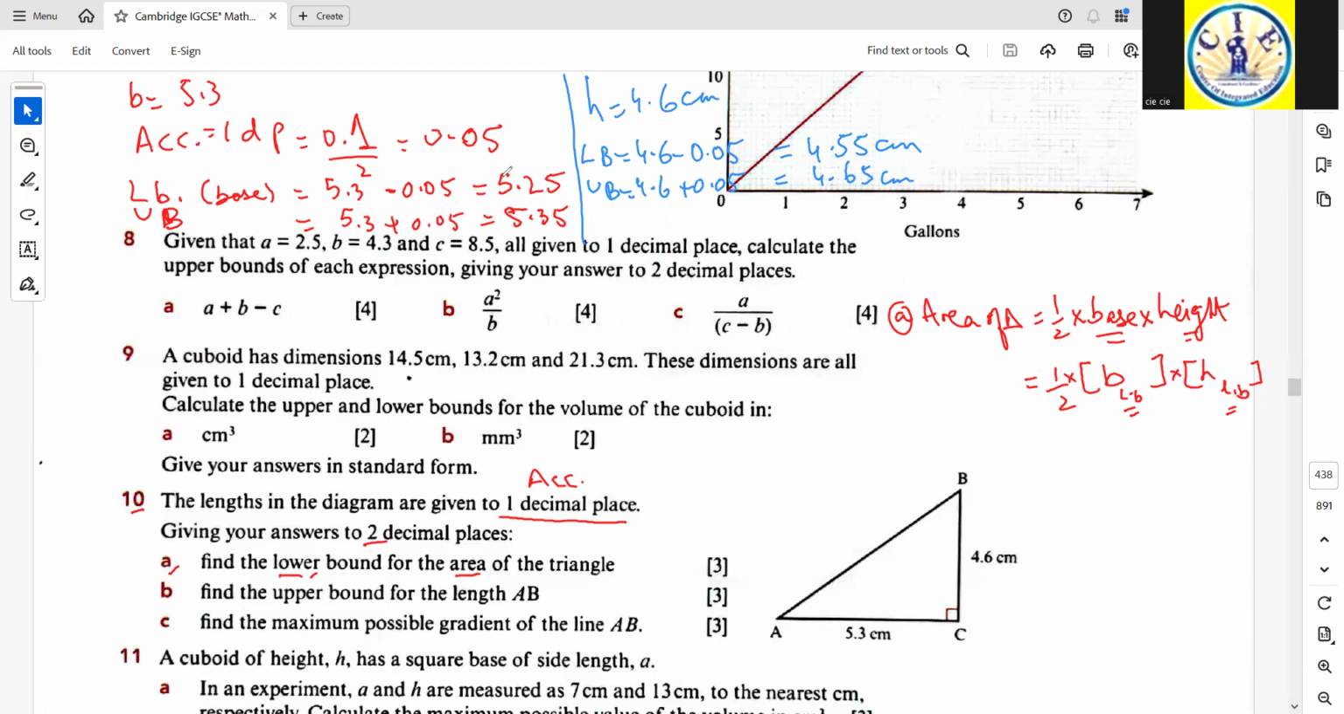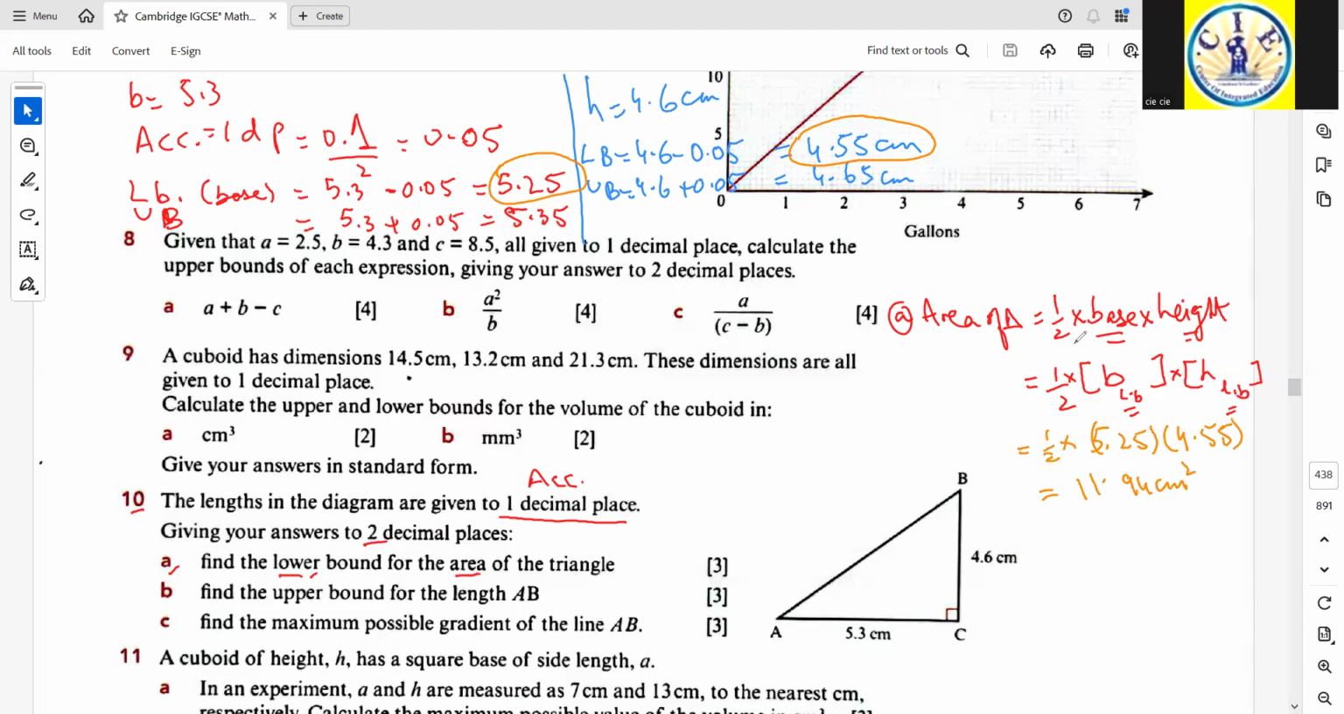Okay, now substituting these values: the lower bound of the base and the lower bound of the height. Half times 5.25 times 4.55 will give us 11.94 centimeters squared. So this is the minimum possible area of the triangle, or we can say the lower bound of the area of the triangle, which is 11.94 centimeters squared.